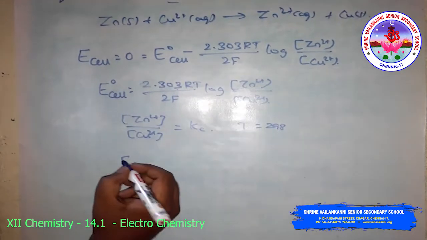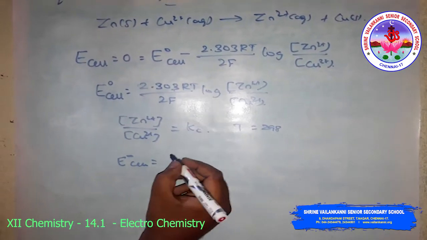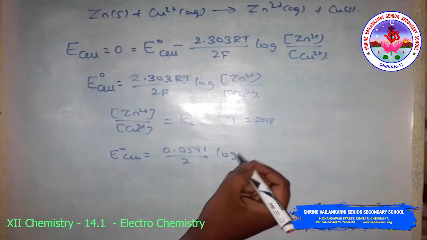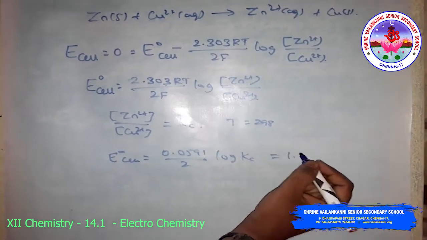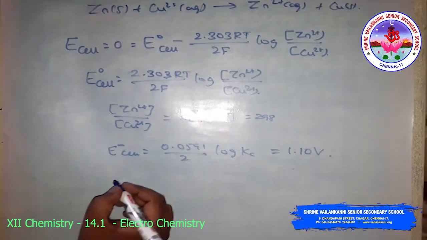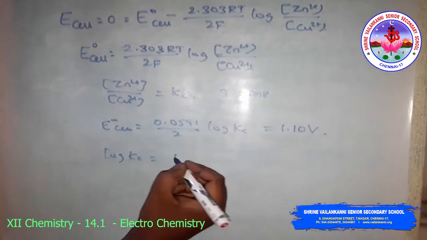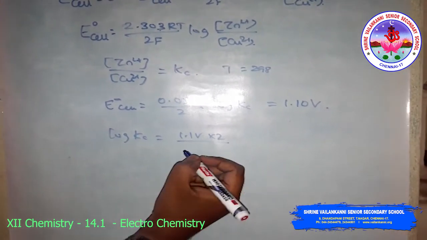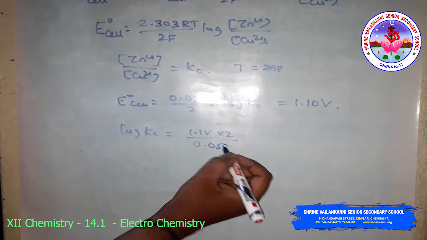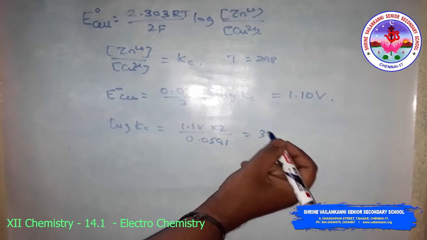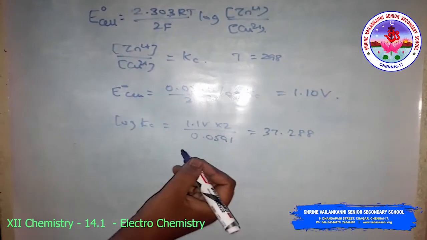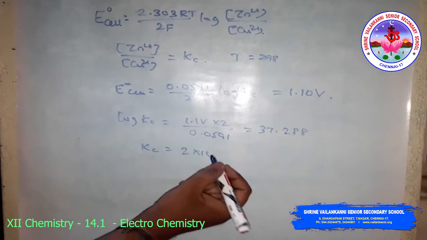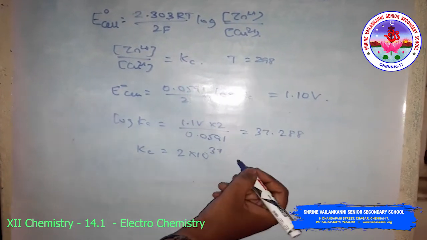That equation can be written as E naught cell is equal to 0.0591 divided by 2 into log Kc. So Kc is equal to what? We already know that E naught cell is 1.10 volt. So log Kc is equal to 1.1 volt into 2, because the number of electrons is 2, on rearranging, divided by 0.0591, which is equal to 37.288. This is log Kc. So Kc is equal to the antilog of this value, so 2 into 10 to the power 37 at 298 Kelvin.